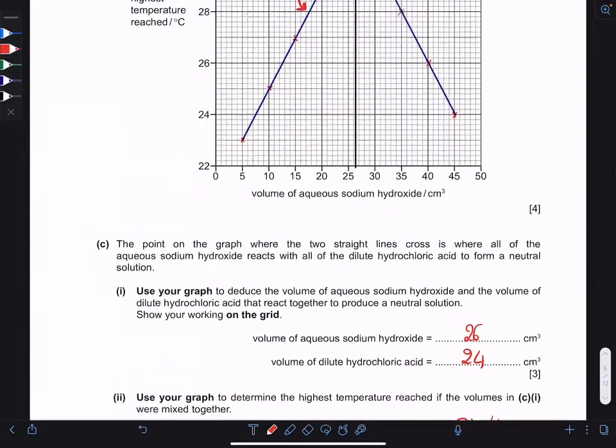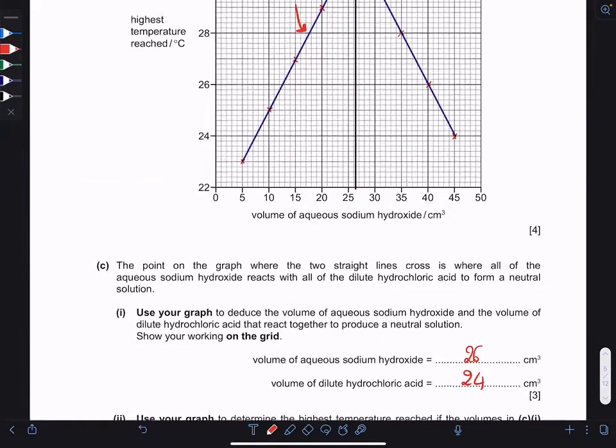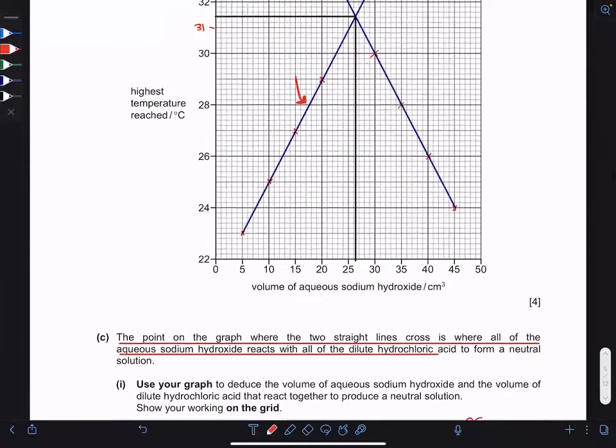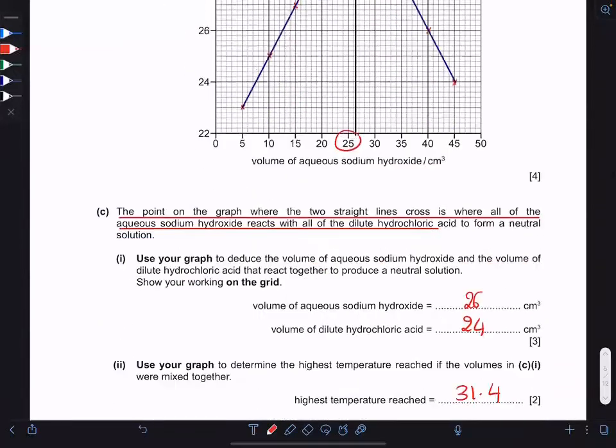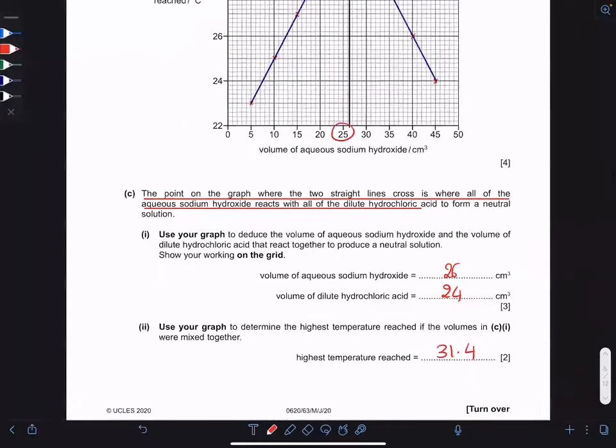Then he asks you to use your graph to deduce the volume of sodium hydroxide and HCl that react together to produce a neutral solution. But take care that he gave you the answer in this heading when he said that the graph where the 2 straight lines cross is where all of the sodium hydroxide reacts with the hydrochloric acid. So he told you that this point is the point of neutralization, where all the acid reacted with all the alkali. You need to get to this point, read the x-axis, and take care of the volume needed. It will be around 26 centimeter cube if your graph is accurate.